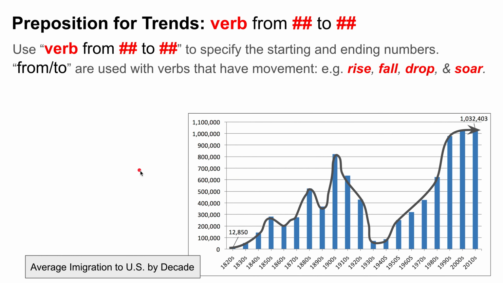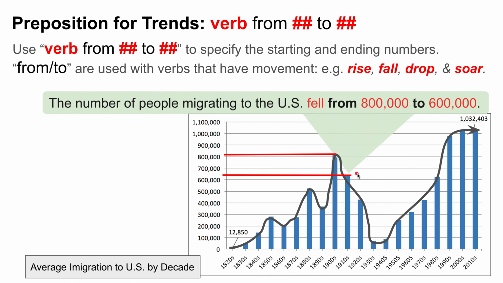Moving on now, we're going to be looking at verb plus from plus number plus to plus number. We use verb plus from plus number plus to plus number to specify the starting and ending numbers. From and to are used with verbs that have a movement, such as rise, fall, drop, and soar. And again, we'll be looking at this change from the 1900s to the 1910s. So, for example, the number of people migrating to the US fell from 800,000 to 600,000.